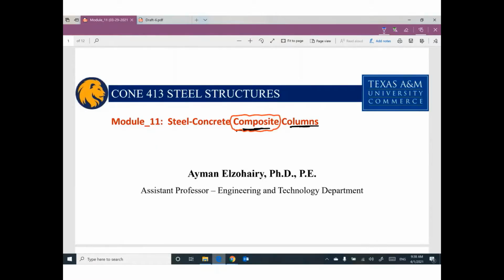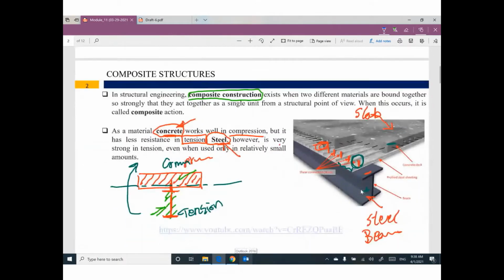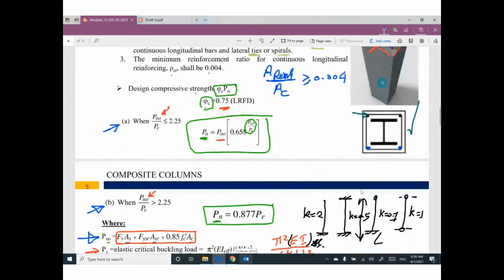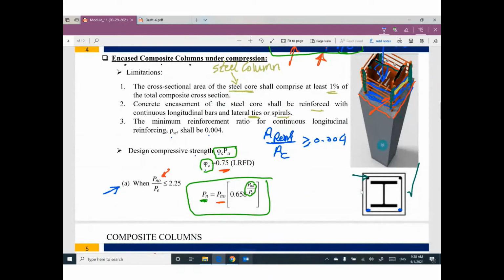Last meeting, I started with concrete-steel composite columns, and I started with the encased composite column. Encased means we have a steel column embedded in concrete. How can we figure out the compressive design strengths of this column?